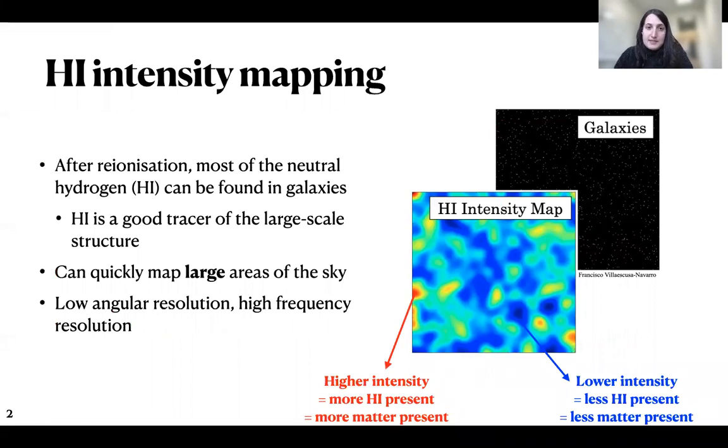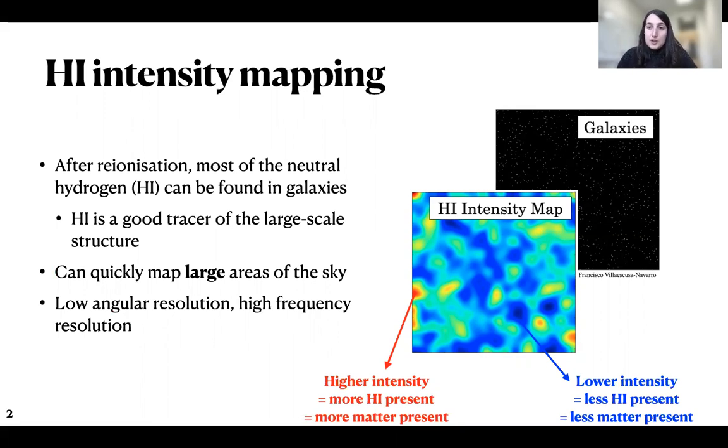After reionization, most of the neutral hydrogen in the universe can be found inside of galaxies. So neutral hydrogen, or H1, is a good bias tracer for the underlying dark matter distribution, the same way that galaxies are. With intensity mapping, we're not trying to resolve each individual galaxy using their H1 content. We're just trying to observe the H1 intensity across the sky. Where there's more intensity, there's more matter present, and where there's less intensity, there's less matter present.